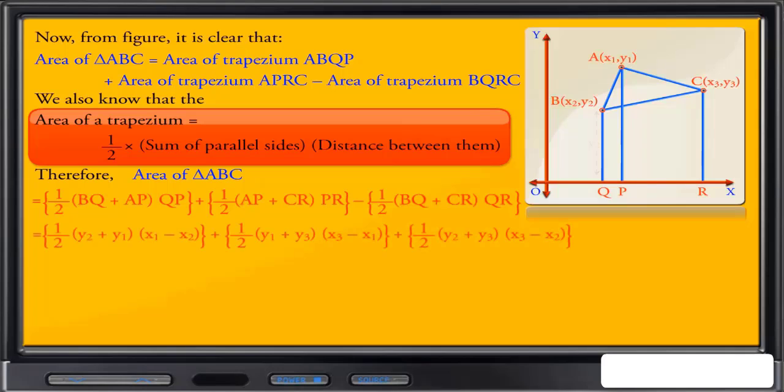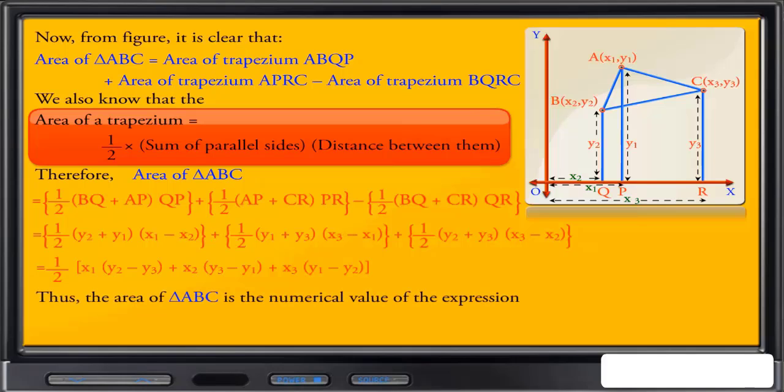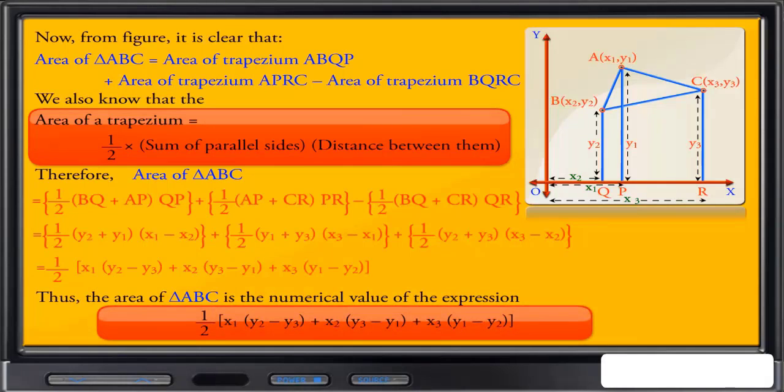which is equal to 1/2 into (y2 + y1) into (x1 - x2) plus 1/2 into (y1 + y3) into (x3 - x1) plus 1/2 into (y2 + y3) into (x3 - x2). This in turn is equal to 1/2 into [x1 (y2 - y3) + x2 (y3 - y1) + x3 (y1 - y2)]. Thus, the area of triangle ABC is the numerical value of the expression 1/2 into [x1 (y2 - y3) + x2 (y3 - y1) + x3 (y1 - y2)].